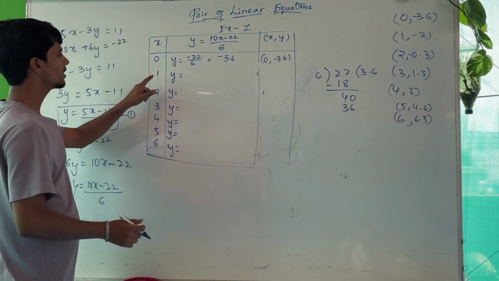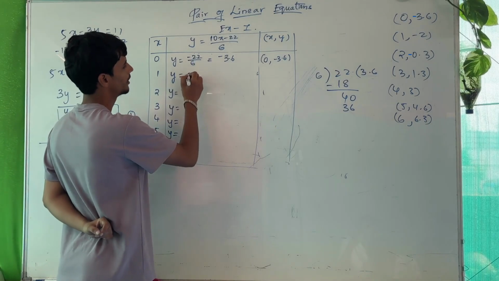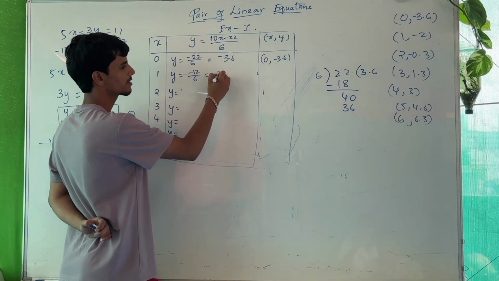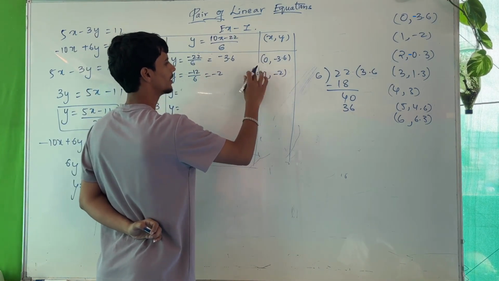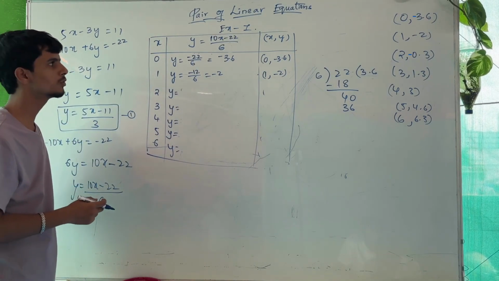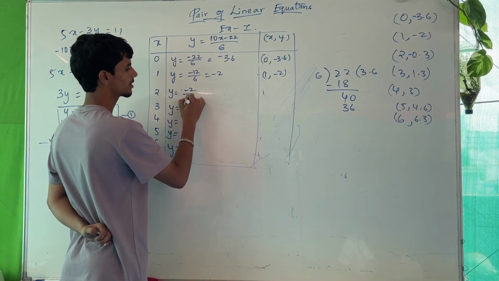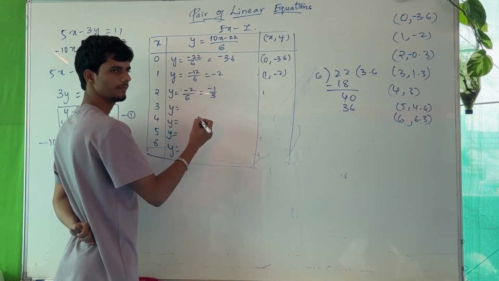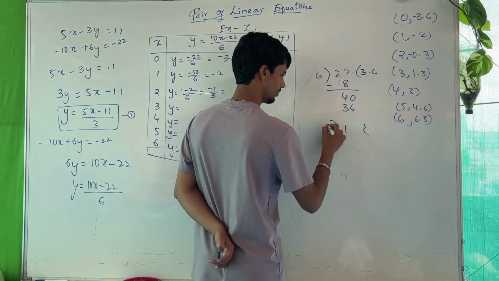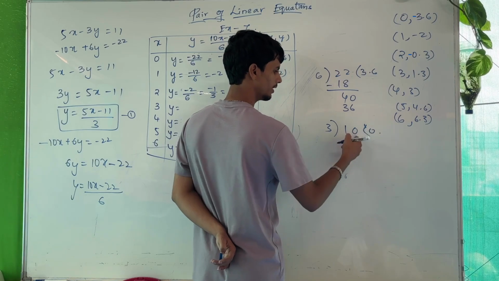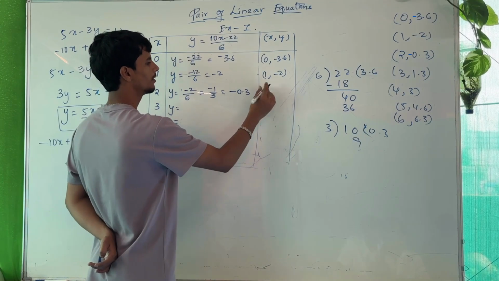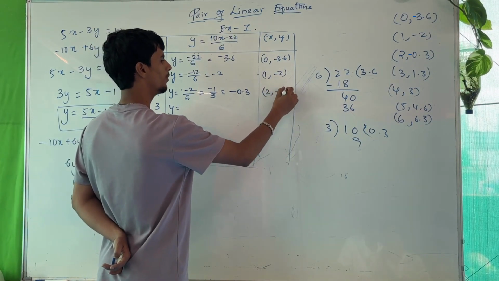Okay. Next placing 1. So 10 into 1, 10 minus 22 will be minus 12 by 6, which is equal to minus 2. That is 1 comma minus 2. Done. Next placing 2. 10 into 2 will be 20. 20 minus 22, minus 2 by 6. That is minus 1 by 3. Previously we found the value of 1 by 3, that is 0.3 approximately. So this is minus 0.3. So 2 comma minus 0.3.